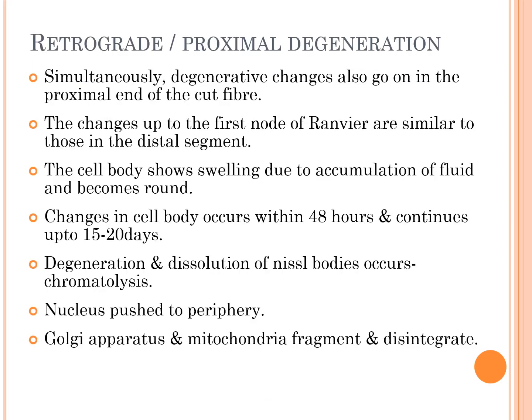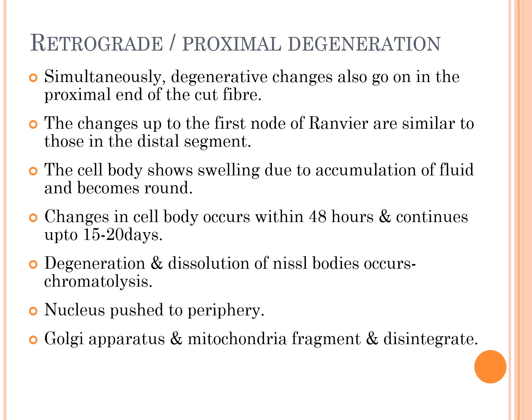The next one is retrograde degeneration, or proximal degeneration. What we said is Wallerian degeneration: degenerative changes which occur distal to the site of injury. The same changes simultaneously will also occur proximal to the site of injury. The same changes will also occur up to the first node of Ranvier on the proximal side of the injury. There are also some changes which occur within the cell body of the neuron.